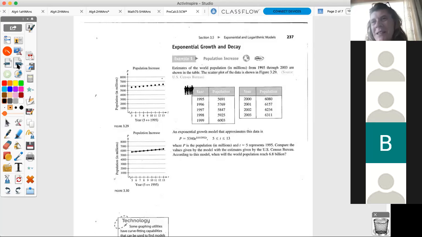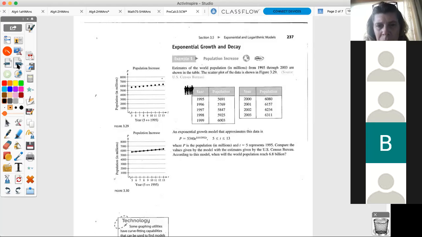All right, so we have two examples to do and then we're done. Example 1 says it's a population increase. Estimates of the world population in millions from 1995 through 2003 are shown in the table. The scatter plot of the data is shown in figure 3.29. So you have these years, 1995 to 2003. An exponential growth model that approximates this data is P equals 5,340 e to the 0.012922 t, where t is between 5 and 13. That would be for year 1995 through year 2003.